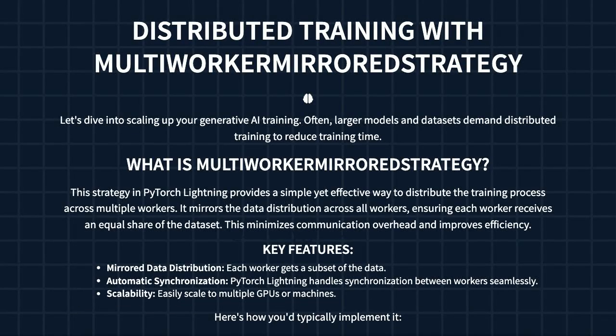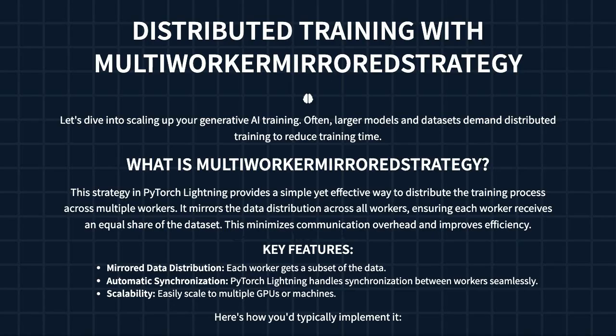Okay, so when you're working with really big generative AI models, training them can take a really long time. That's where distributed training comes in. We'll be talking about multi-worker mirrored strategy. It's a clever way to get around that. Basically, it takes your data and divides it up equally among multiple workers, usually GPUs. Each worker then trains a bit of the model independently.